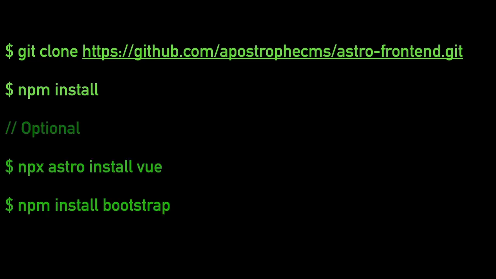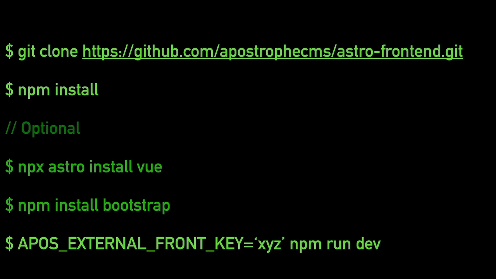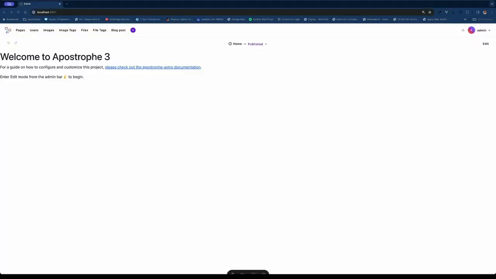I'm also installing some optional dependencies. And start the project again, passing the APOS_EXTERNAL_FRONT_KEY and the same string value. Next, you want to log into localhost:4321. I already have these set up locally on my machine to save time, so I'm just going to switch over to my browser. As you can see, it looks like a fairly normal Apostrophe project minus some styling.